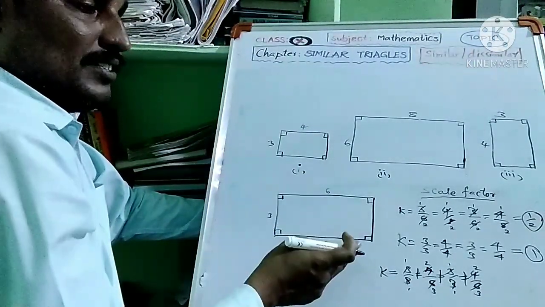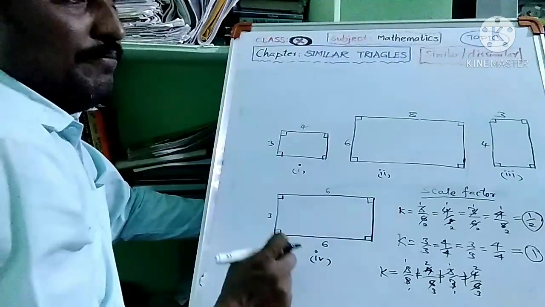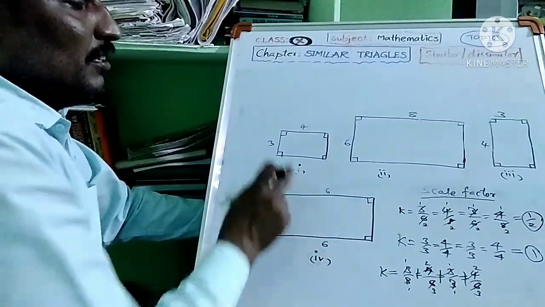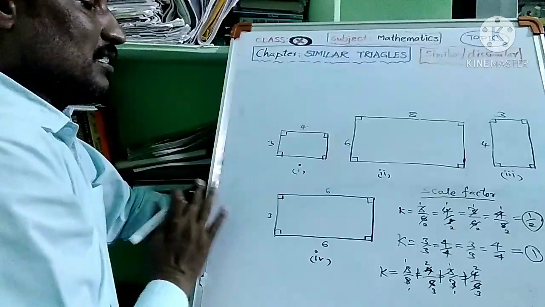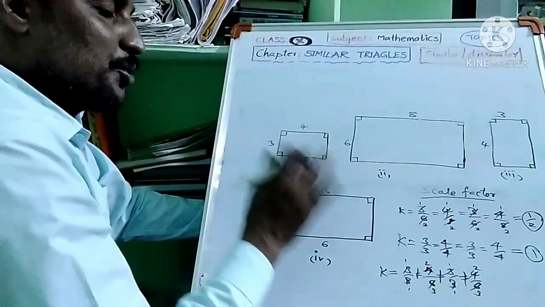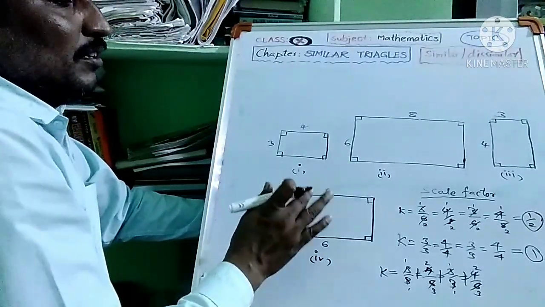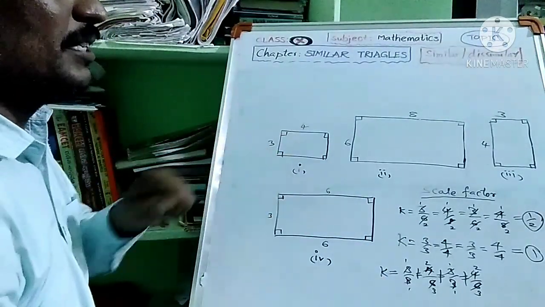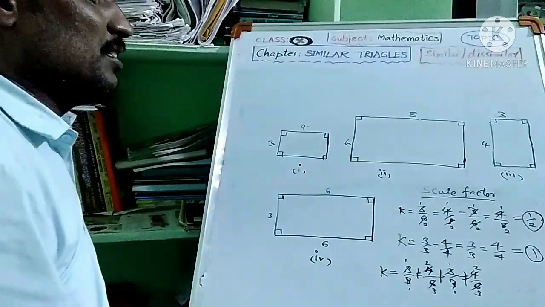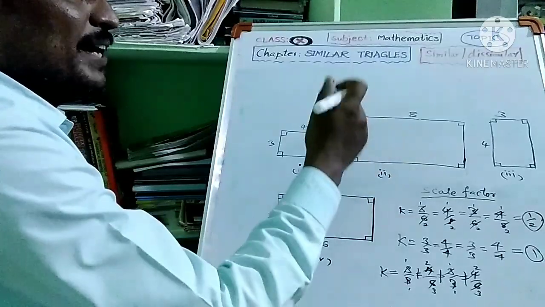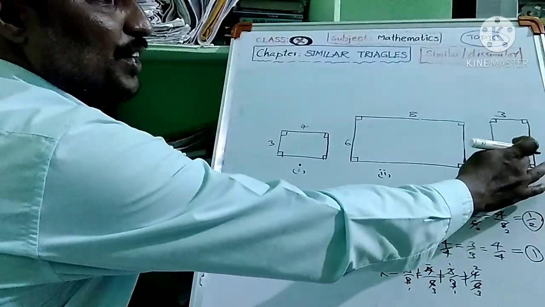If the corresponding sides ratio is the same, then we say that they are similar figures, otherwise they are not similar figures. Here we are not getting the scale factor, meaning the ratio of the corresponding sides is not equal. Therefore, these two are not similar. So finally we conclude that all similar figures may or may not be congruent, but all congruent figures are always similar.